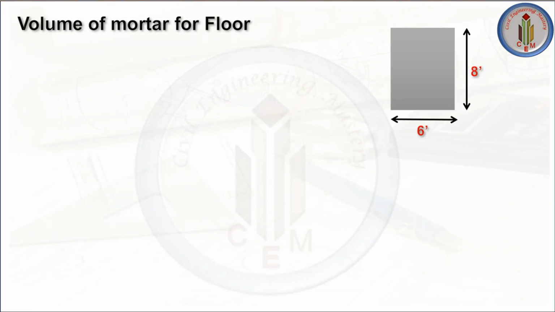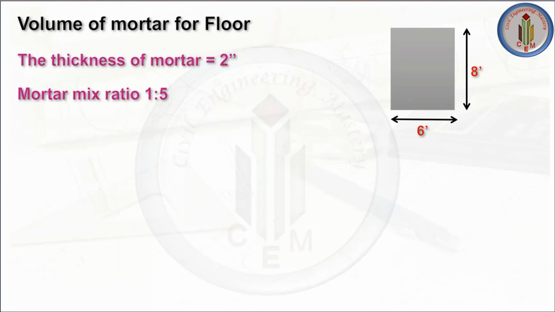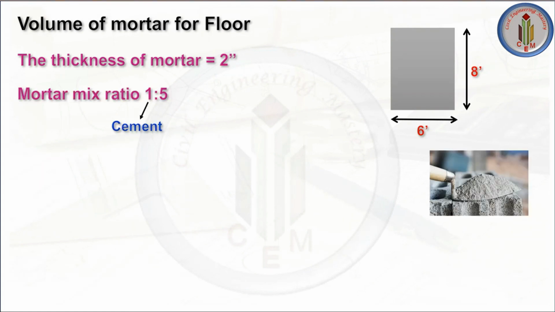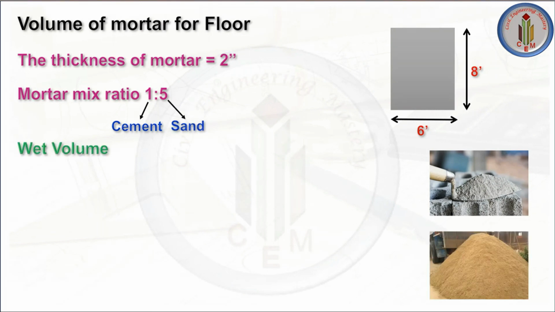Now we need to calculate the cement and sand. For that we need to calculate the volume of mortar. So volume of mortar for floor. First we are going to calculate the mortar for floor, then we are going to calculate the mortar for walls. The thickness of mortar is 2 inches. Mortar mix ratio is 1:5. 1 is cement and 5 is sand. First we need to calculate the wet volume because we are going to purchase the material in dry volume quantity only. So for that we first calculate the wet volume. From that we can arrive at the dry volume.